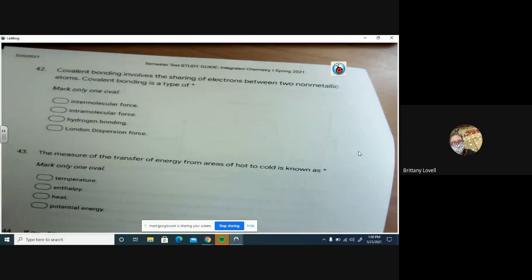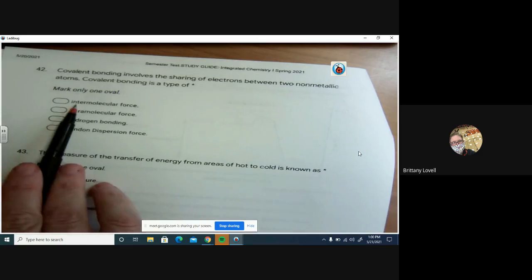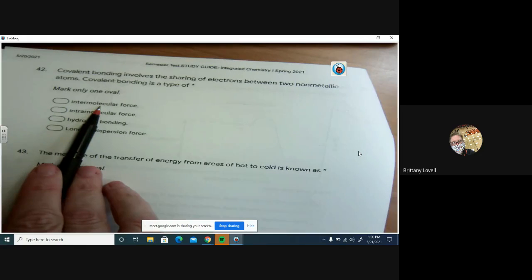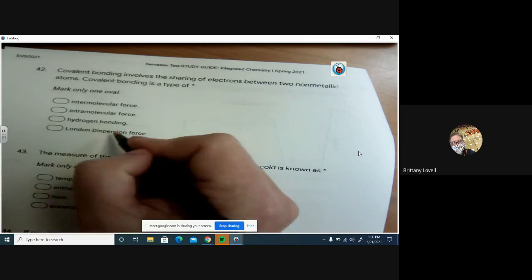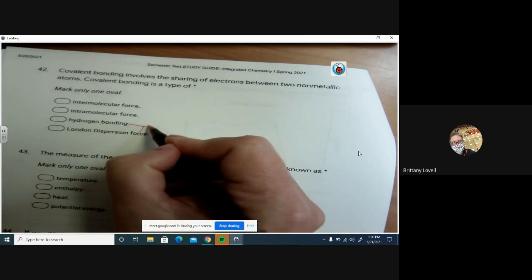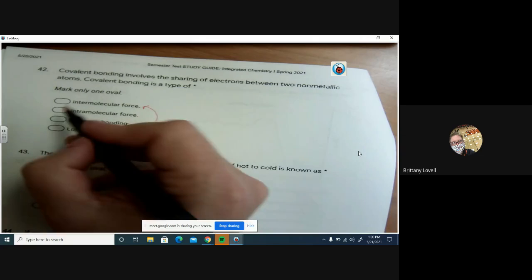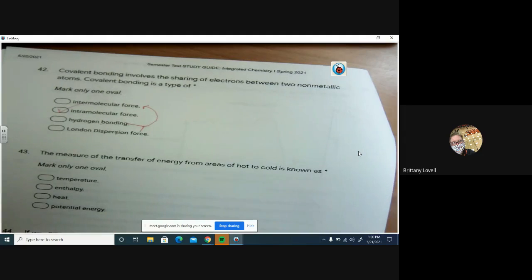Okay. Number 2, covalent bonding. Between two nonmetallic atoms, covalent bonding is an example of what? If it was intermolecular, that means it would be from molecule to molecule. If it's intra, that means within a molecule, so an atom to an atom. Hydrogen bonding and London dispersion are both types of this. So your best choice here is that one.